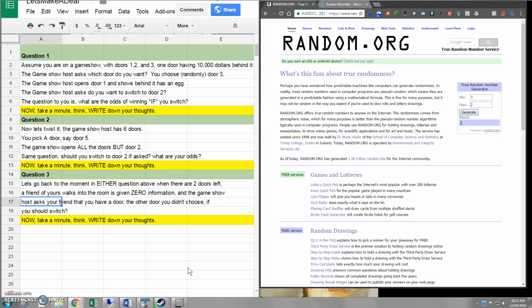Question 3. Let's go back for a moment to either of the two questions above. Let's assume the game show host gave you both options, two different scenarios here. And when there are 2 doors left, all the other doors are removed from the room. So in the first one you have door number 3 you picked, and door number 2 the switch. And in the second one you picked door number 5, but there's door number 2 also left. But the other doors are gone.